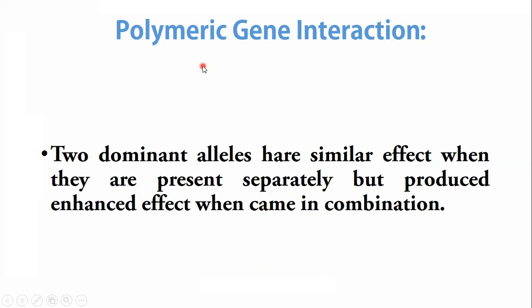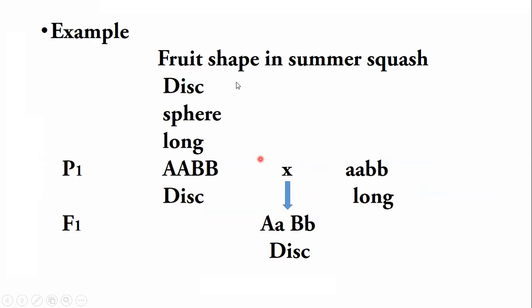Another type of epistasis is polymeric gene interaction, or polymeric epistasis. It is defined as two dominant alleles having a similar effect when they are present separately, but producing an enhanced effect when they come in combination. So we have an example, that is fruit shape in summer squash. We have three shapes in summer squash: disc shape, sphere shape, long shape.